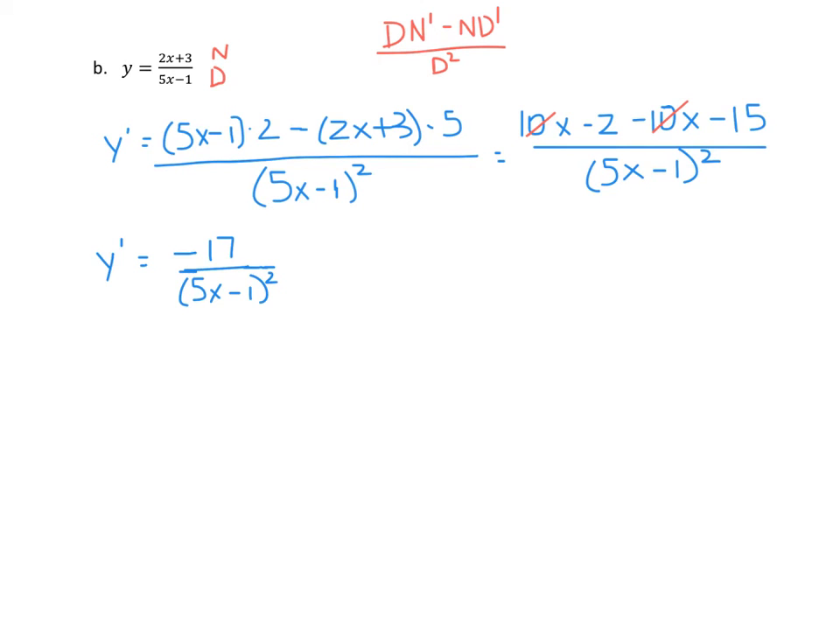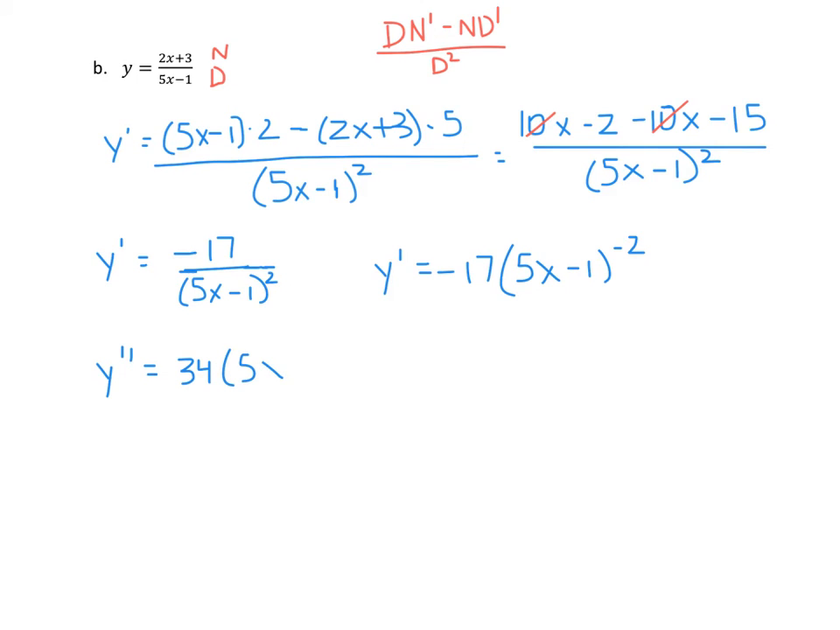So now that we have y prime, we can take the derivative of y prime to get the second derivative. I'm going to rewrite y prime as a negative 17 times the 5x minus 1 to a negative 2. By bringing the denominator to the numerator and making the exponent negative, I can now use the power rule to take the derivative. So y prime then is going to look like, bringing the negative 2 out in front, a negative 17 times a negative 2 is going to give us a positive 34.